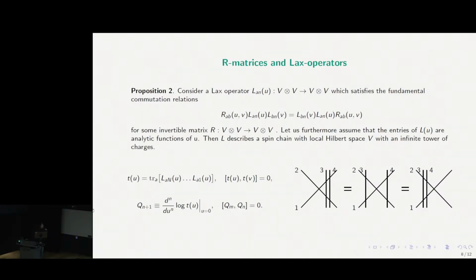Okay, so this is just to remind you about the RLL, or fundamental commutation relation here, and why we care so much about it. We care about it because if we have it, we can construct from it a tower of commuting charges, which is what we use to understand integrability. So at an integrability conference, we care very much about this relation.